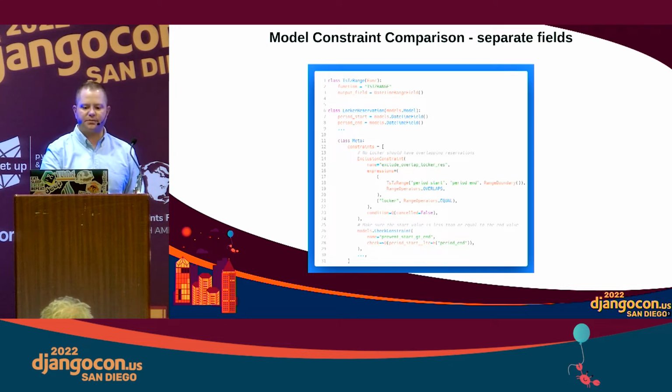At the top, you can see we have to add an additional TSTZRANGE function so that the database can, again, get tricked into thinking that period start and period end, those two fields, will be treated as a single field in the constraint.